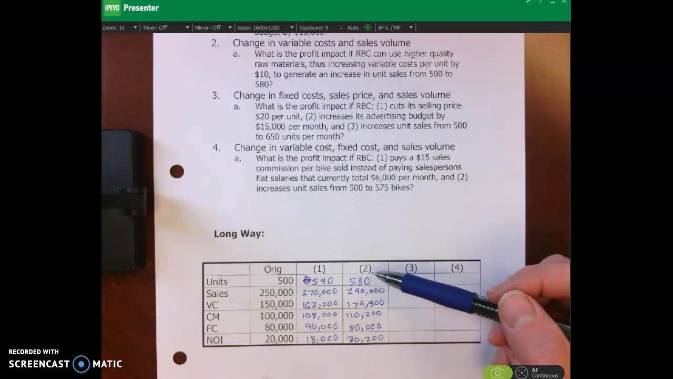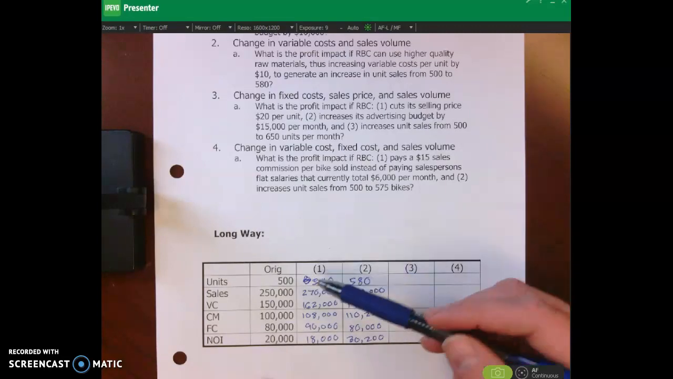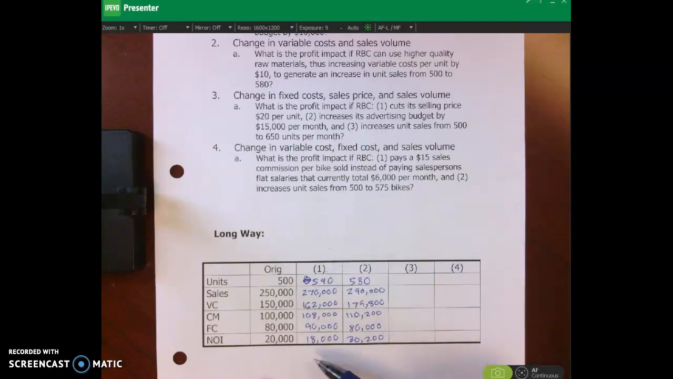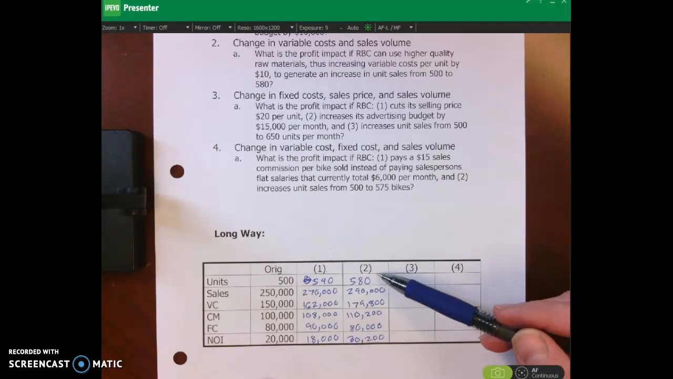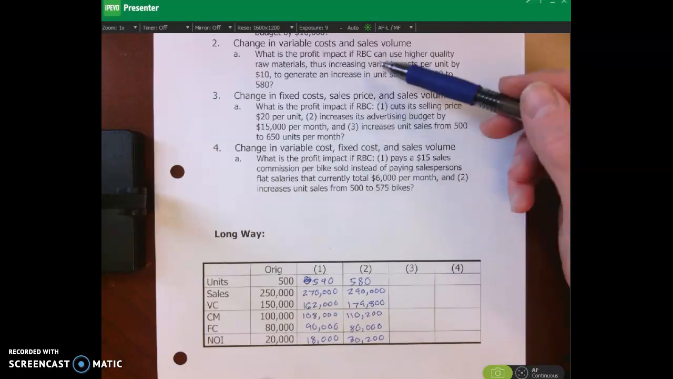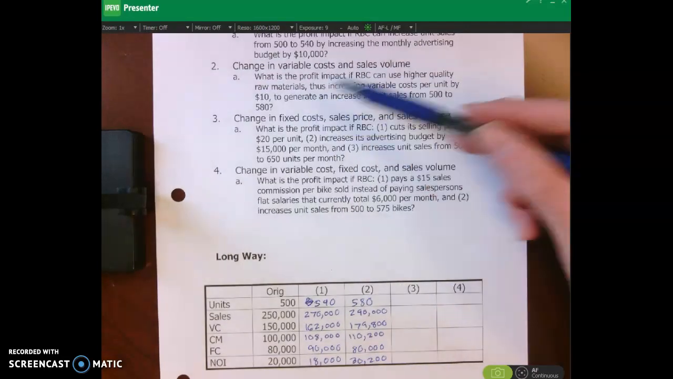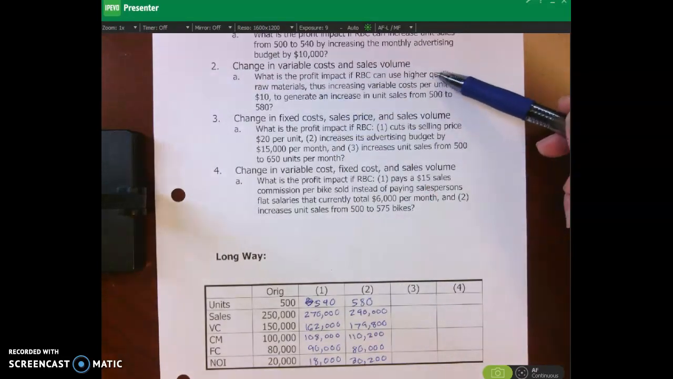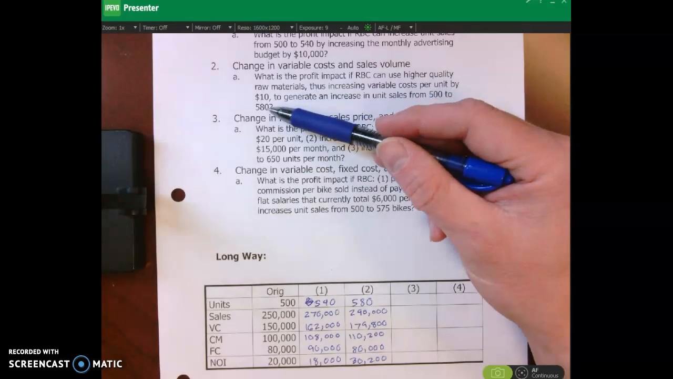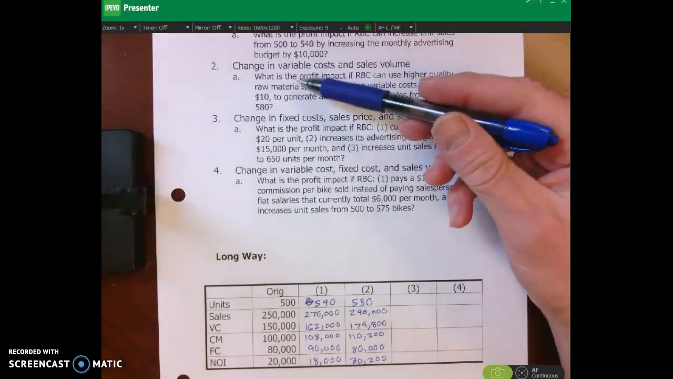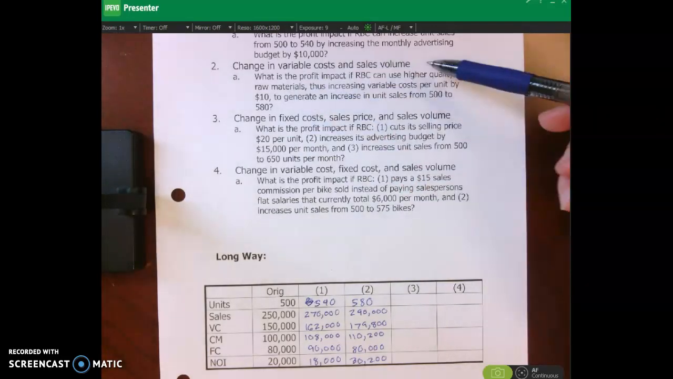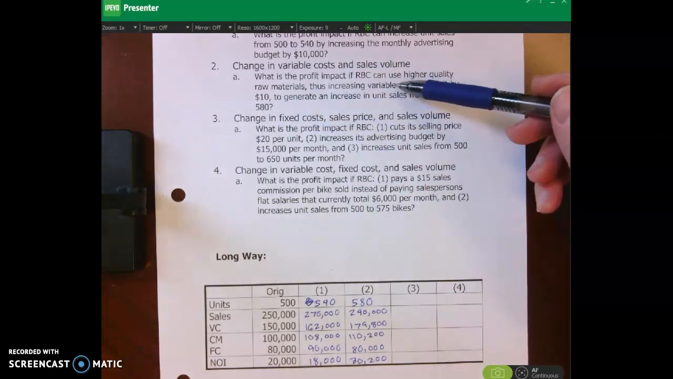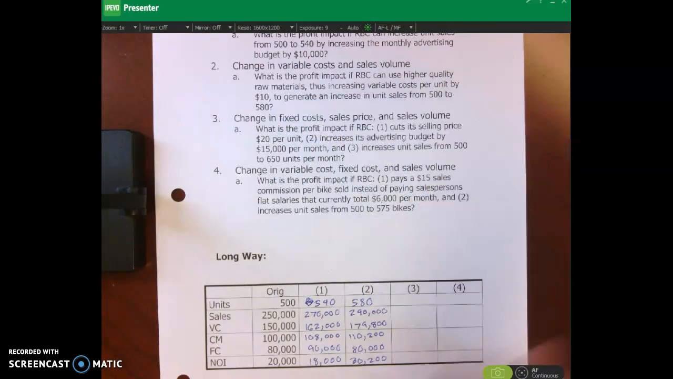So if we were to think about this from a managerial standpoint, is this a good idea? No, because profit went down. Is this a good idea? Yes, assuming that by increasing our variable costs, because we use higher quality materials, we can generate an increase in sales of 80 units. That's the real judgment call in the real world. By knowing that you use higher quality raw materials, how much do your sales increase?